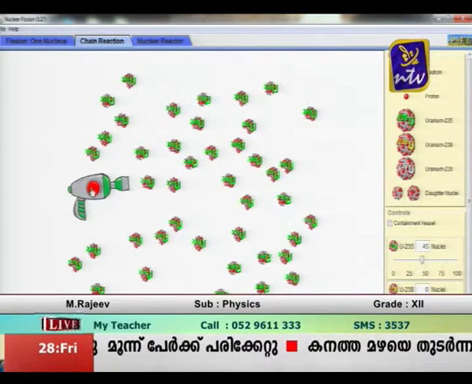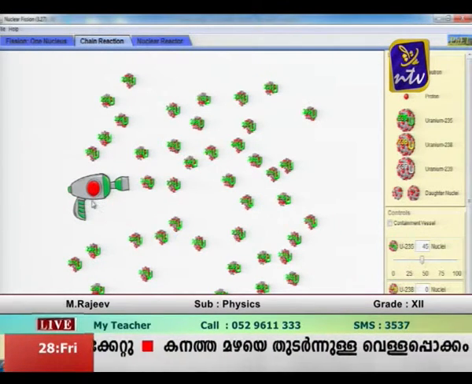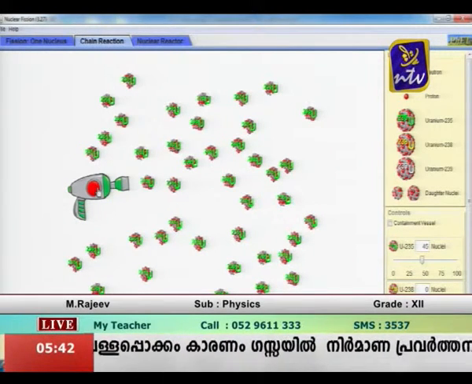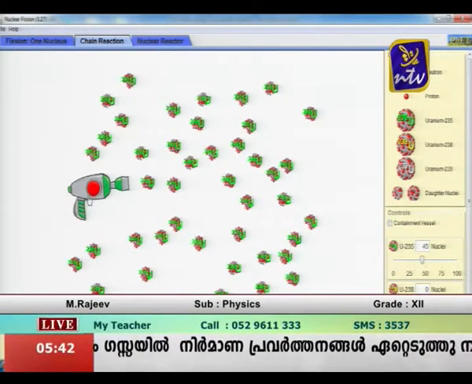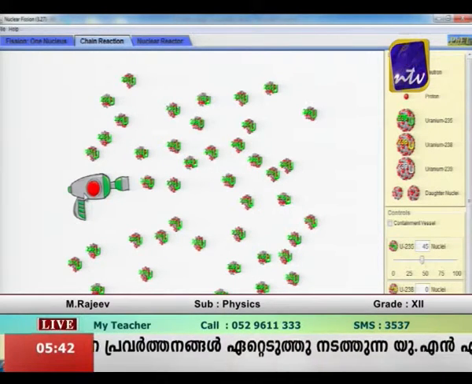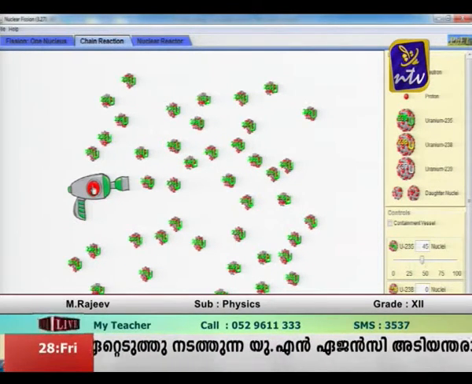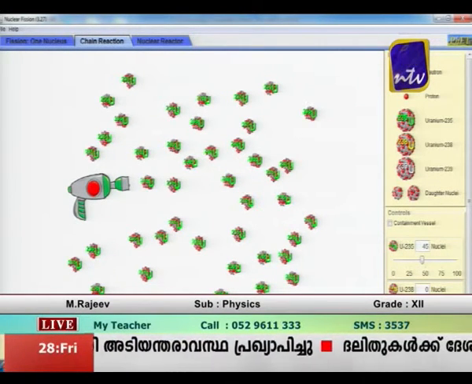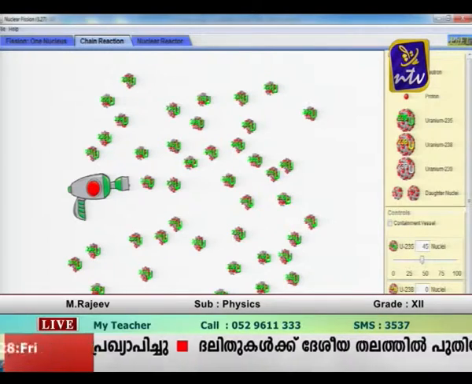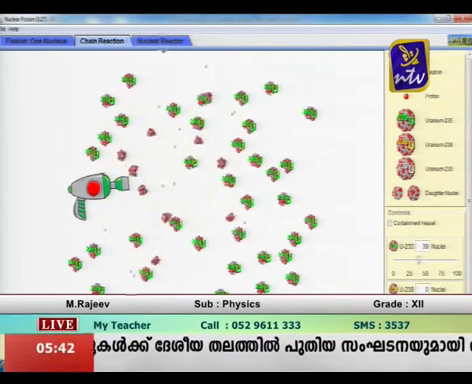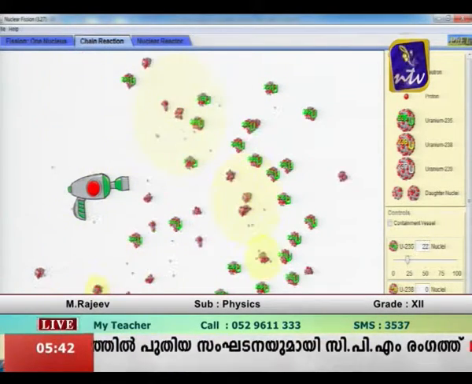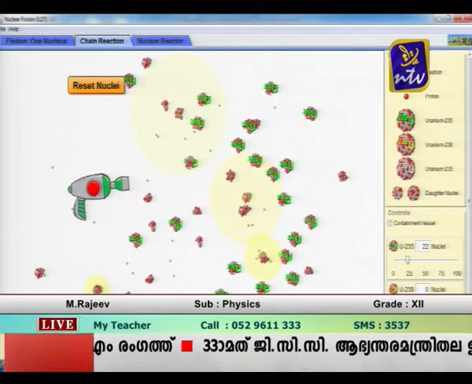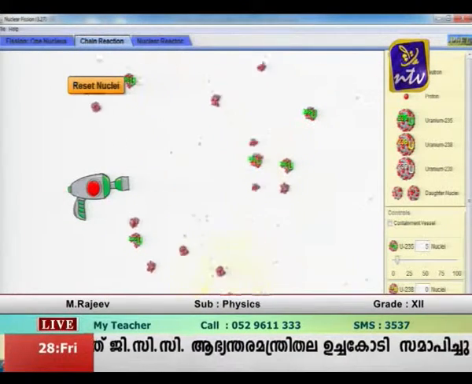This is called chain reaction. Once again I will show you chain reaction. Carefully watch it. You can see I am going to bombard one uranium with a neutron, and this neutron will split the uranium 235 into two fragments and three neutrons. And what these three neutrons do, just see. I will pause it in between. See, now you can see this. Many neutrons are also released. They will cause fission again and again.